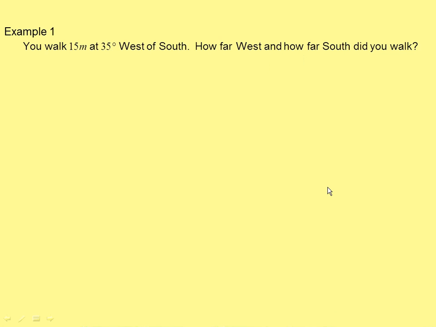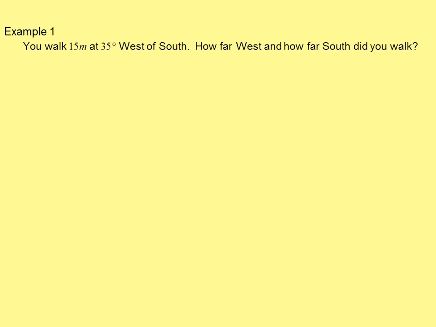Greetings, everyone. Today we're going to do the opposite of what we've been doing the last few days. The last few days we have been adding two or more vectors together and finding the resultant, the net effect of those vectors. Today we're going to take a vector and break it apart into its components.